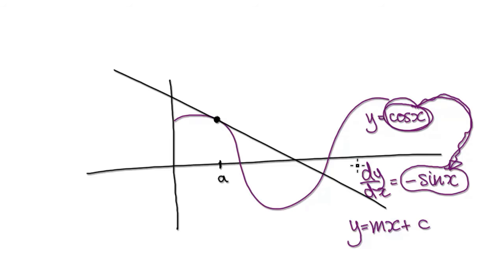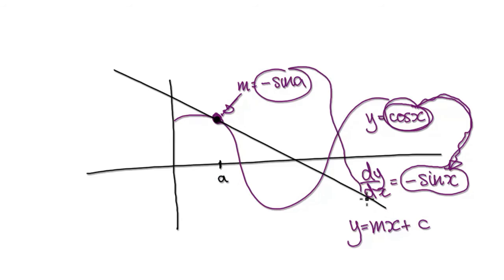So now, you can think of this as being like the gradient formula for anywhere on this cosine graph. You can work out the gradient anywhere on this cosine graph. But the thing is, you want to know the gradient right at here. So if you want to know the gradient right at here, then you've got to put a into the x here. So the gradient right there would be minus sine of a. So that's your gradient right here, minus sine of a.